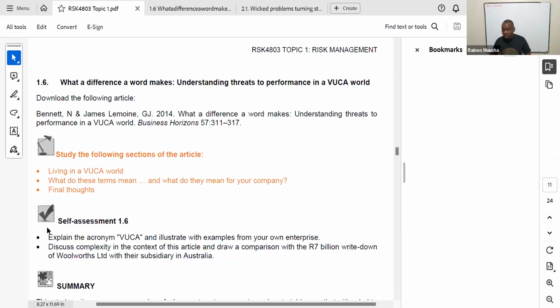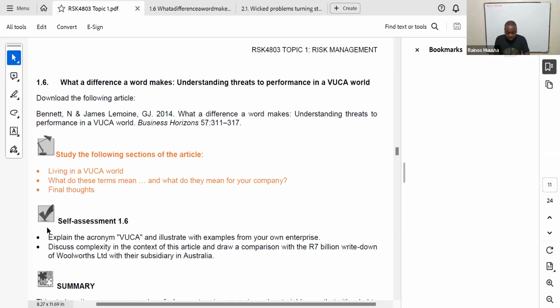Please take note that when we go through these different study units, we go through them based on the self-assessment outcomes, because usually the self-assessment outcomes are what guide you to say, from this particular article, this is the information that you need to fish out so that you apply it for RSK4803 as well.